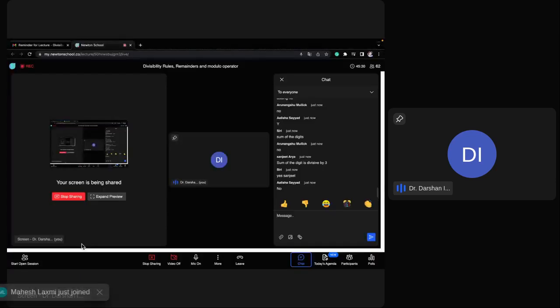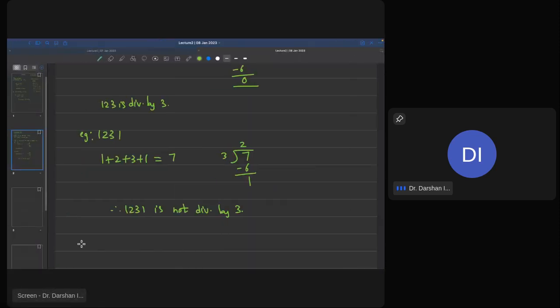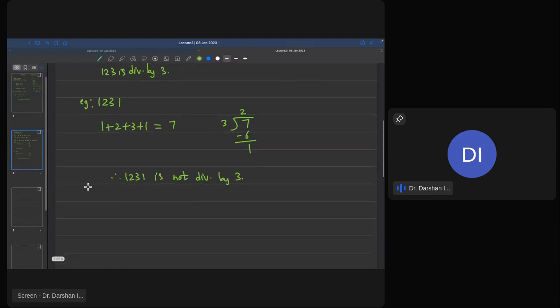So all these things are very simple, and you also understand it. I can clearly see in the conversation you all are able to understand it.